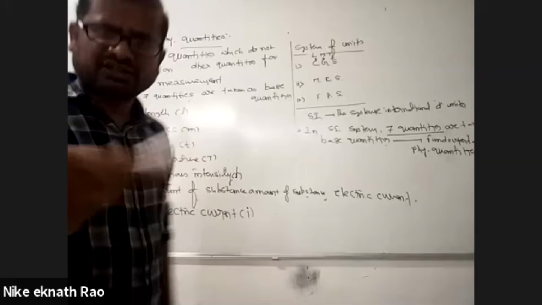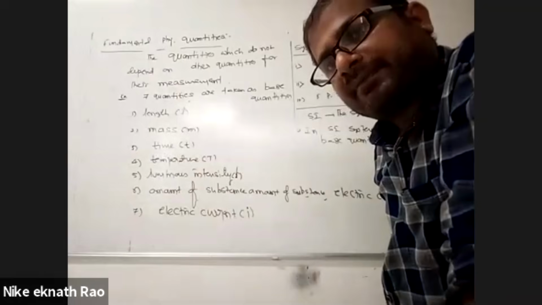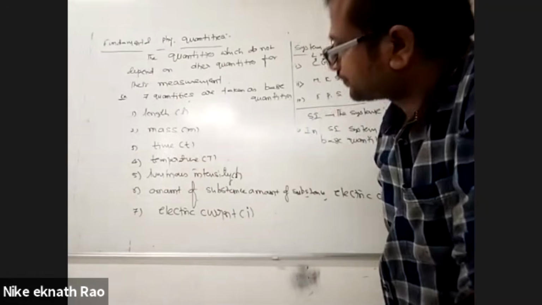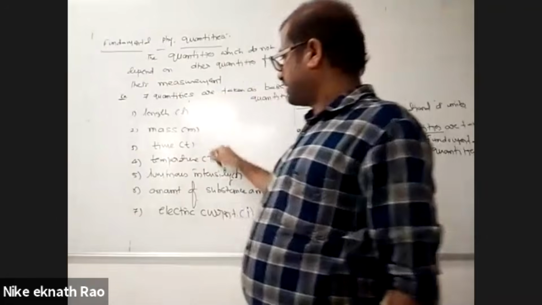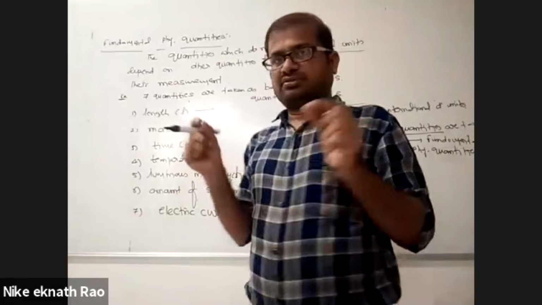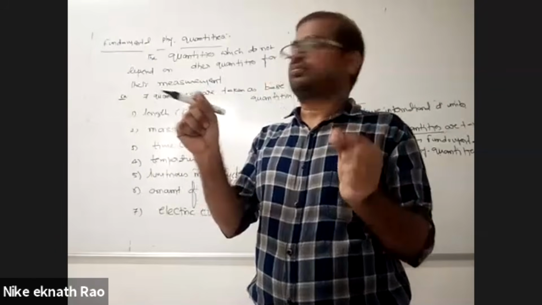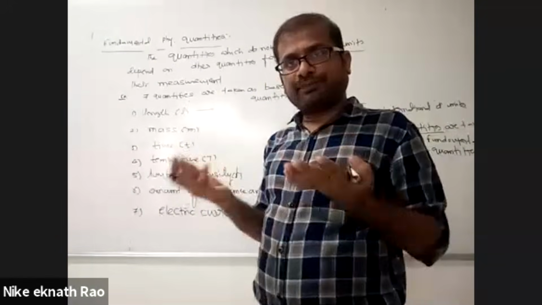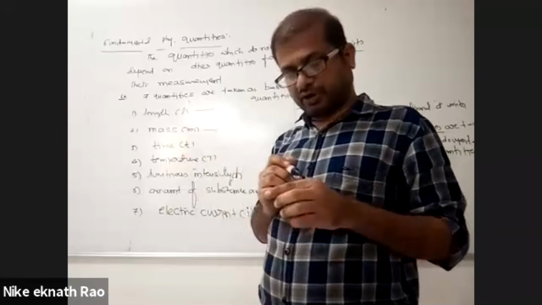Someone was saying something. Yes, can you repeat? What's your doubt? Yes, 7 quantities are fundamental. So length, mass, time, temperature. Now see what is length actually? The extension between 2 points can be defined as length. What is mass? Quantity of matter is defined as mass. What is time? How do you define time?